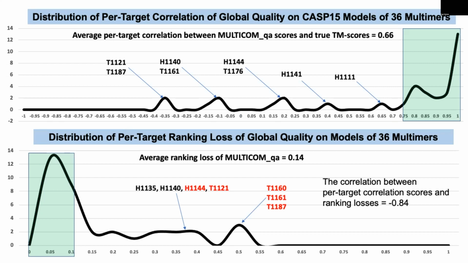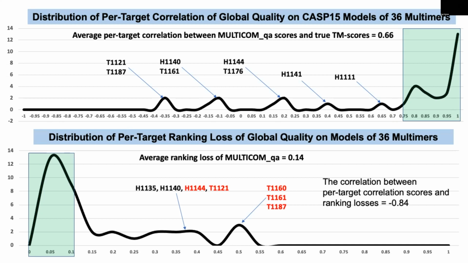The second metric I use to evaluate this method is the ranking loss I just described. We calculate the ranking loss for each target and then plot them. We can see that most of the targets have pretty low ranking loss, less than 0.1. But there are a couple of them with higher ranking loss, and some even have a very high ranking loss, 0.4, 0.5, something like that.